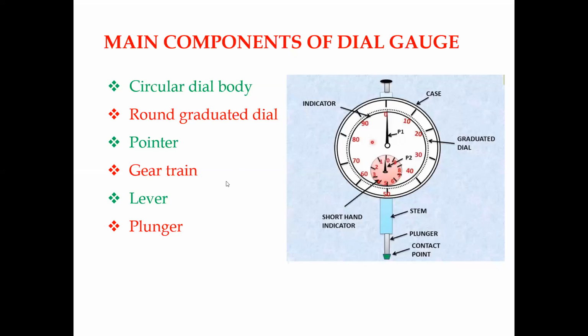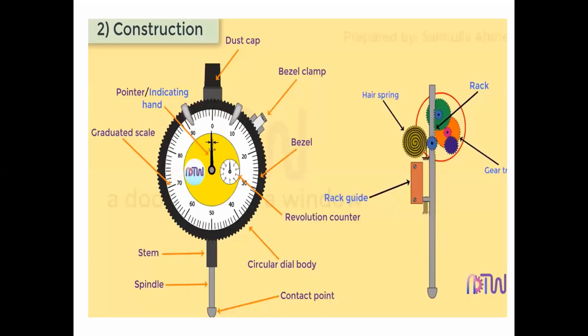Here in this case, you observe the circular dial body, round graduated dial, pointer, and gear train. Inside there is a gear train. You will see it in the next slide. This is a lever on the plunger. Next, this is the complete construction of a dial indicator. If you observe here, a number of components are there. Here is the circular graduated scale, on the outside. It is from 0 to maximum 100, and each division is 0.01.